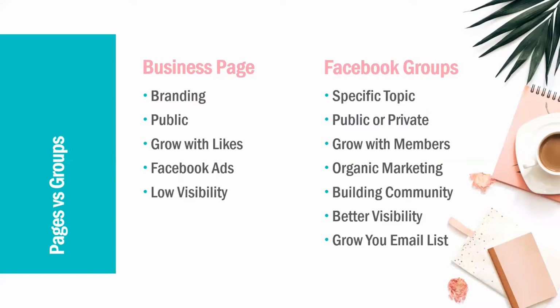Now, a Facebook group has to do with a very specific topic that you're creating a group for. And you can have a group be public or private. Private meaning that someone would have to ask to join and it would require approval. And when you post to a private group, the only people that can see those posts are its members. And the way that you grow a Facebook group is with members, okay? And you're inviting them to your group and they're becoming a member, all right? So that's the main difference.